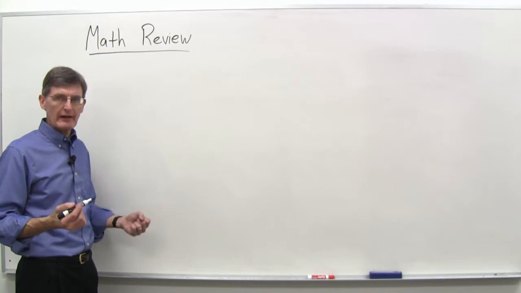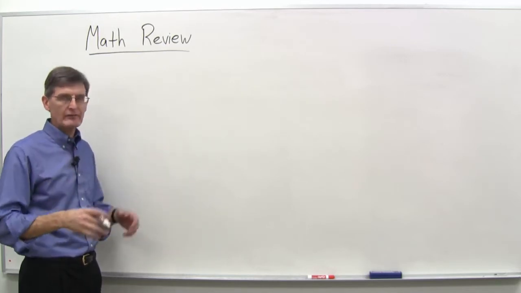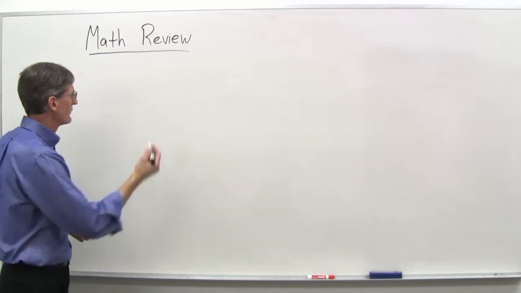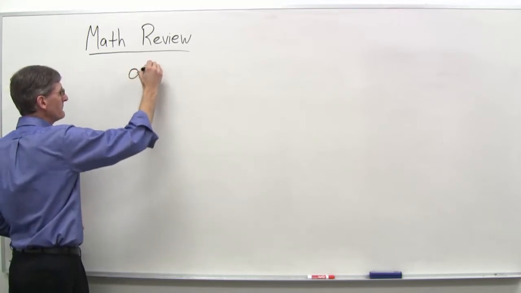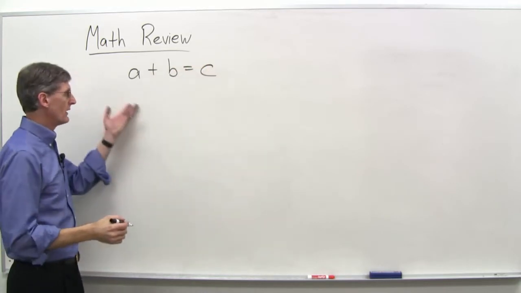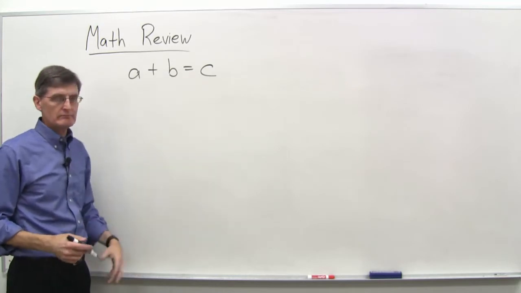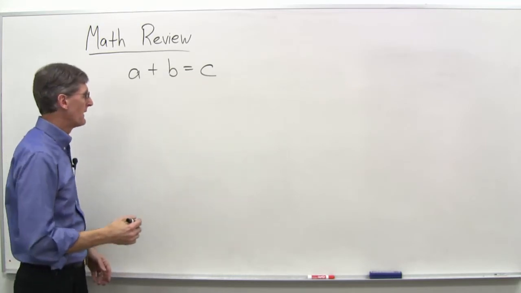So when we talk about algebra, of course, we use letters, and then we can plug in numbers for them. So we have things like equations: A plus B equals C. So we have two numbers represented by A and B. When we add them together, we get a number C, et cetera, et cetera.